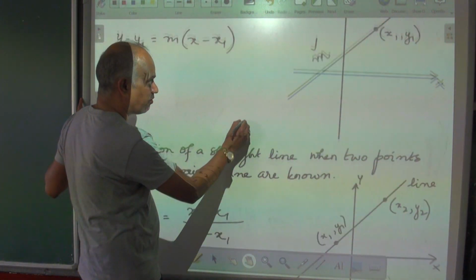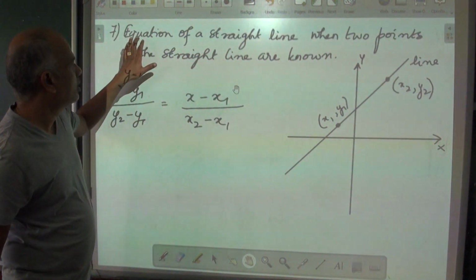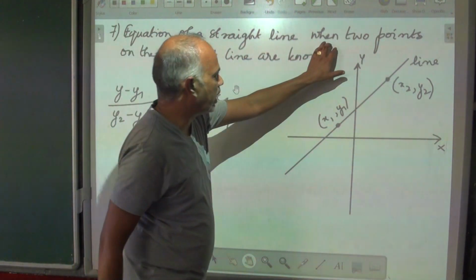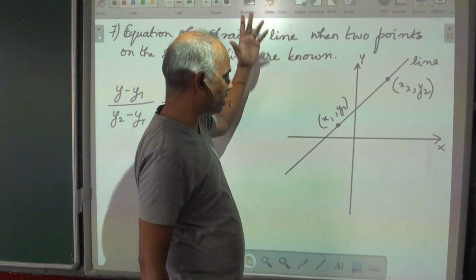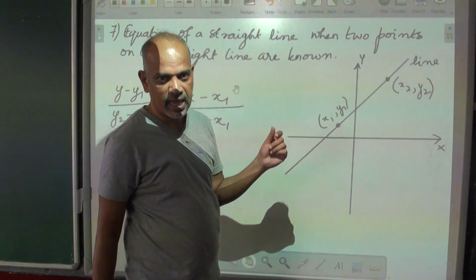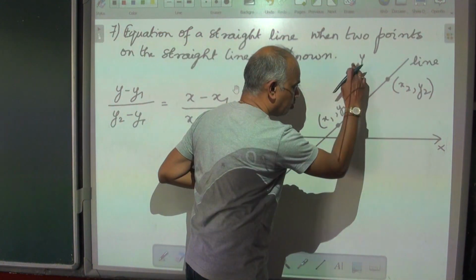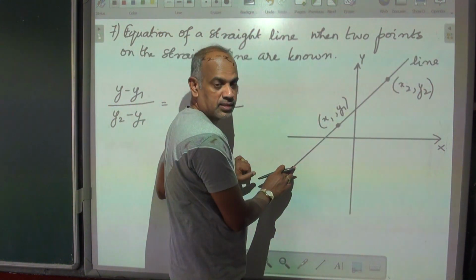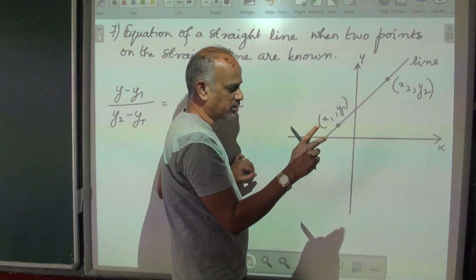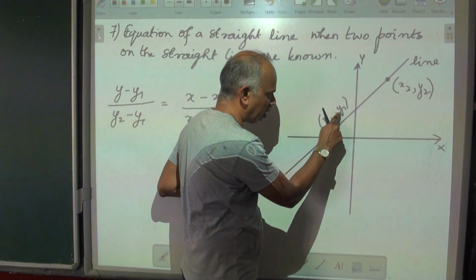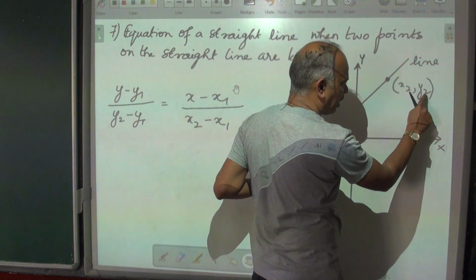The third method of finding the equation is the equation of a straight line when 2 points on the straight line are known. In the previous case, you knew slope and 1 point. But now, this is the x-axis, the y-axis, this is the line. You don't know the slope, but on the straight line, you know 2 points. This is 1 point, x1, y1 are some numbers. This is the second point, which is x2, y2.